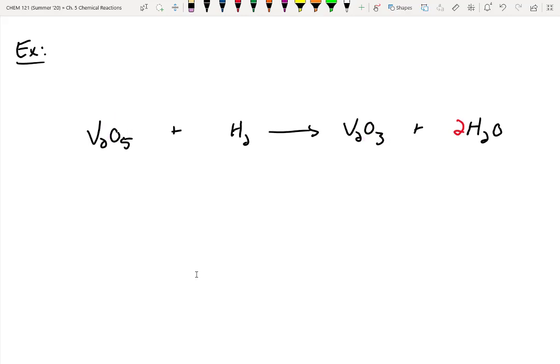Okay, and then last but not least, I'd look at my hydrogen. I've got 2 hydrogens, but over here I have 4. That's okay though, because I can go ahead and put a 2 in front of there. So it is a lot of guessing and checking when you're balancing, but make sure you double check everything.